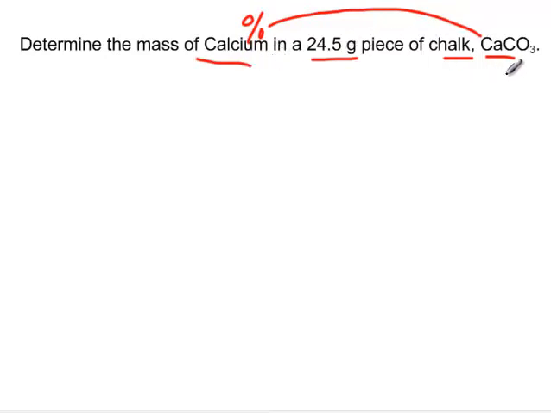Doesn't matter how big or how small this sample size of calcium carbonate is, it's always going to be made up of a certain amount of calcium, a certain amount of carbon, and a certain amount of oxygen. So we first have to figure out what is that percentage of, in this case, just calcium, because that's all we're worried about. So this is our first step.